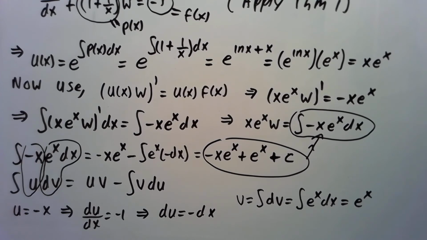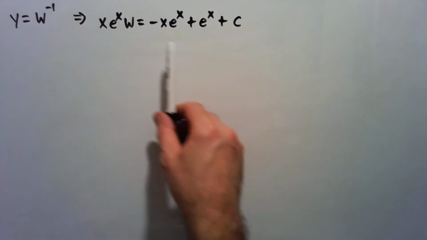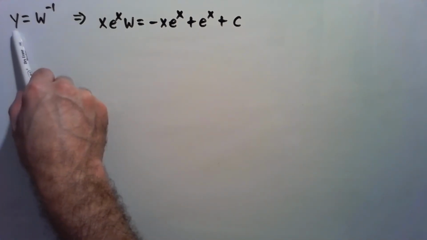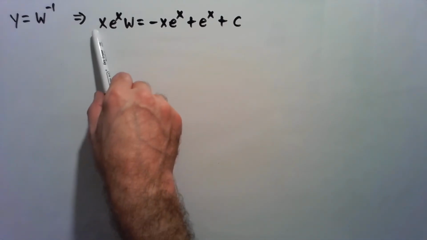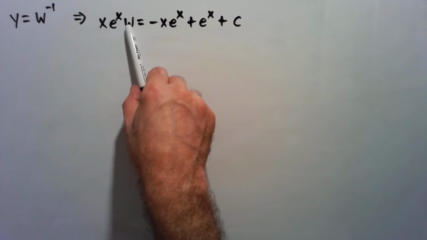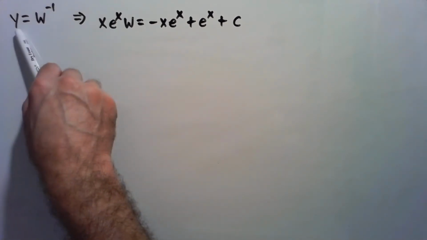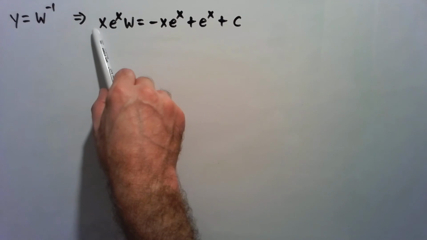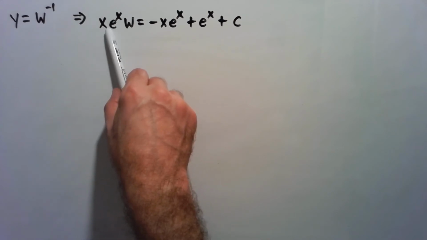Okay, so I'm out of space, so I'm going to erase a few things and we'll keep going. So after making a substitution, this is what we have. Also, we're going to have to make a substitution in a second, but we know that y equals w to the minus 1. Let's solve for w first, and then my ultimate goal is to solve for y. Let's divide both sides by x e to the x everywhere.